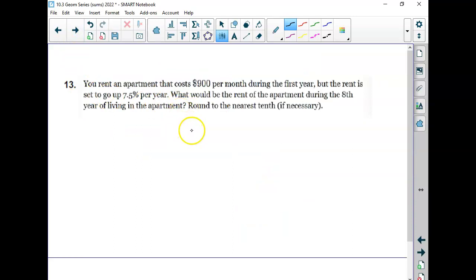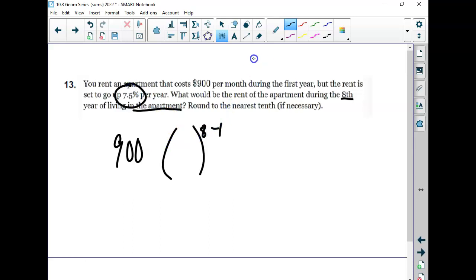Rent an apartment that costs $900 a month, but the rent goes up 7.5% per year. What would be the rent of the apartment during the 8th year? So during the 8th year, I'm thinking the raise has only gone up 7 times. So we're going to use 8 minus 1. And it started at 900. Now this is asking for the rent, not the total that you've paid in rent, okay? But how do you say goes up by 7.5%?